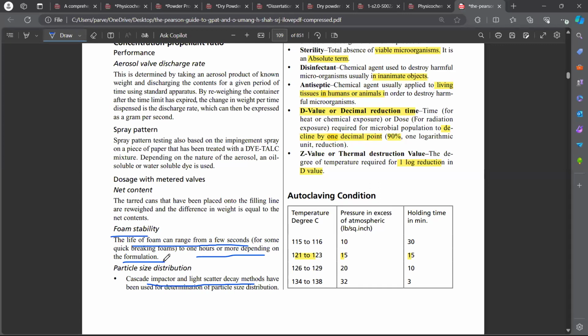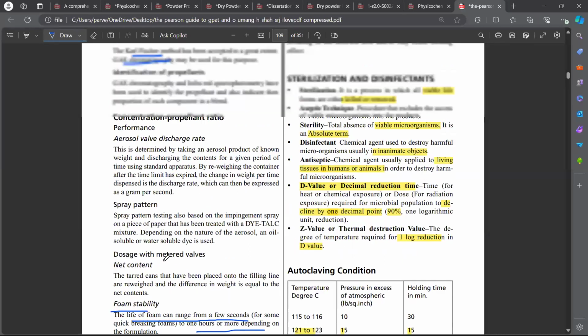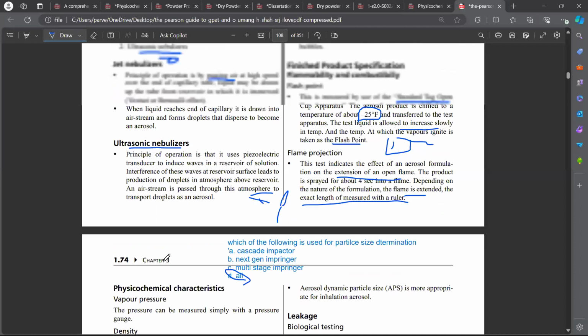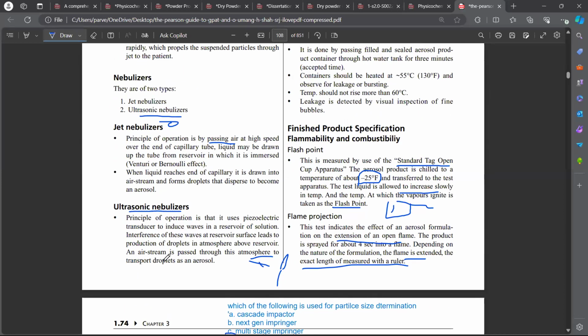Now, are there any doubts you have, guys, in aerosols, so that I can move into the next topic, semi-solid dosage forms? Great, guys. So let me now share a blank screen.